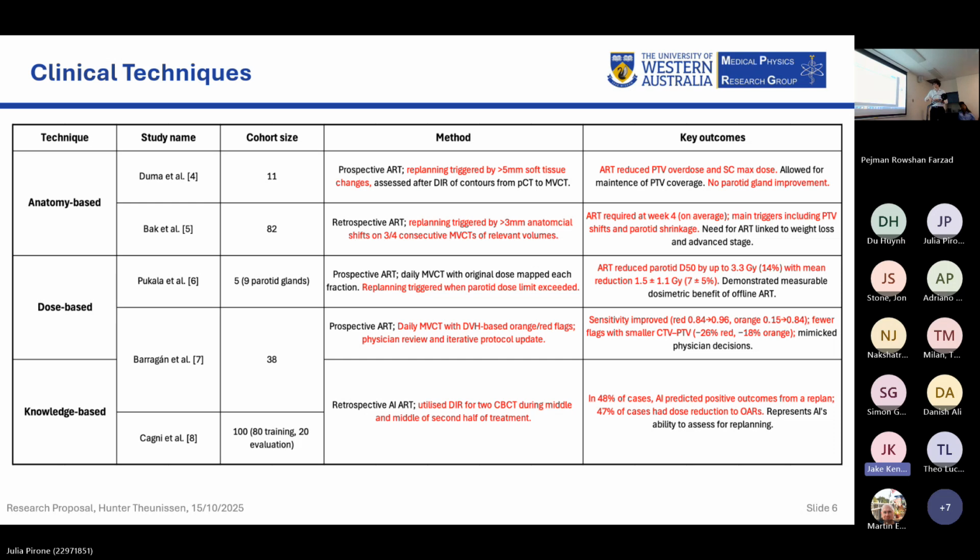And we can see that for the red flags, which are the urgent replans, the sensitivity went up, and especially for orange plans, it went up quite a lot, which is significant and ensures we aren't going to miss any patients. Lastly, we have Kagri et al., and I don't think it would be a medical physics study if it wasn't for some form of AI in there. There was a 100 patient cohort; we used 80 as training sets and 20 patients that were actually retrospectively treated with this information, and it found that in 48% of cases AI correctly indicated that there would be positive outcomes for replanning, and 47% of those cases actually had a reduction in dose to organs at risk.